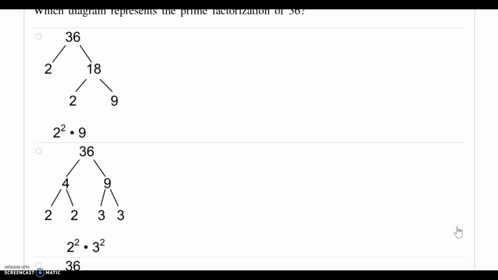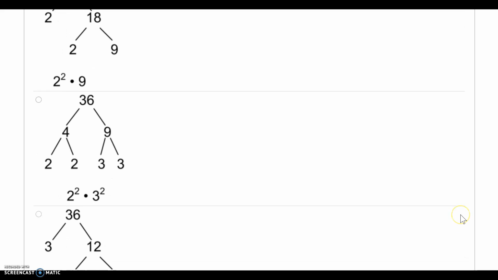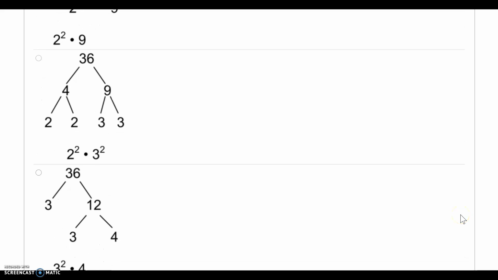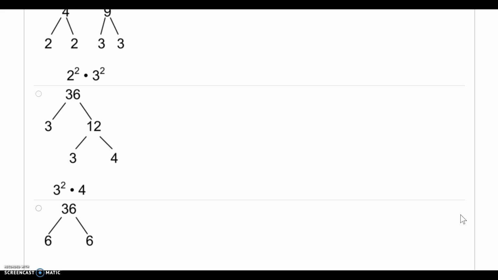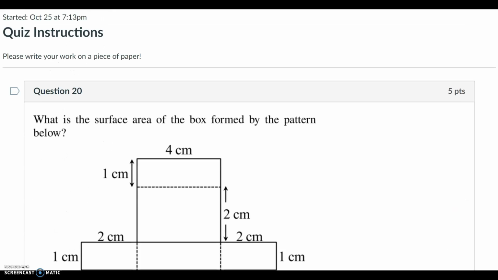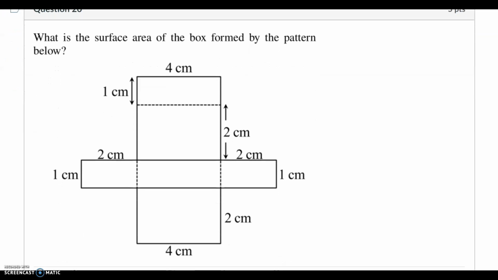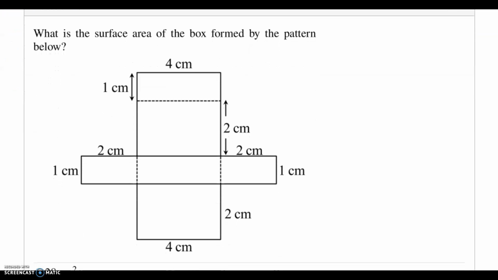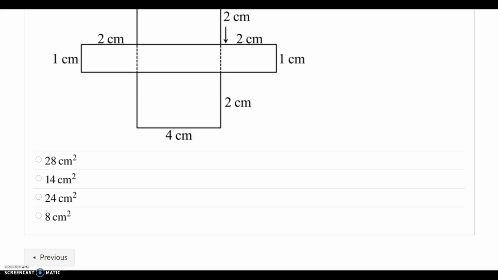Which diagram represents prime factorization of 36? 2 squared times 9, 2 squared times 3 squared, 3 squared times 4, 6 times 6. What is the surface area of the box formed by the pattern below? 28 centimeters squared, 14 centimeters squared, 24 centimeters squared, 8 centimeters squared.